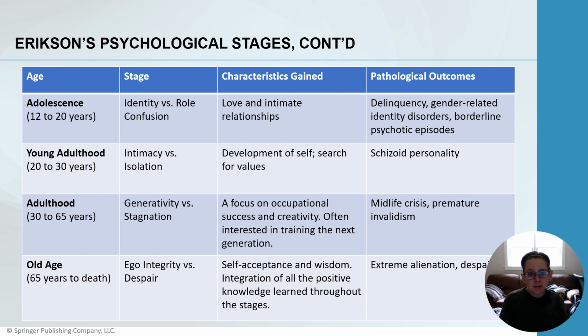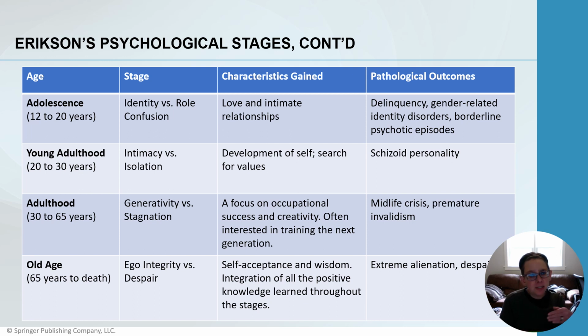So pathological outcomes, especially with role confusion: delinquency, if they're running with the wrong crowd and they don't know what their identity is, gender-related identity disorders, borderline psychotic episodes. I do see this a lot in adolescence. These stages I've seen on board questions, and I know on my FMP boards I had the stages of development. So definitely highly recommend that you review these stages, take them to heart and understand them, because you will see this in practice too.